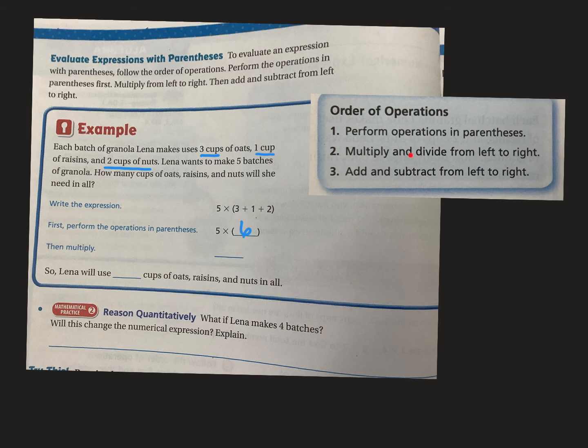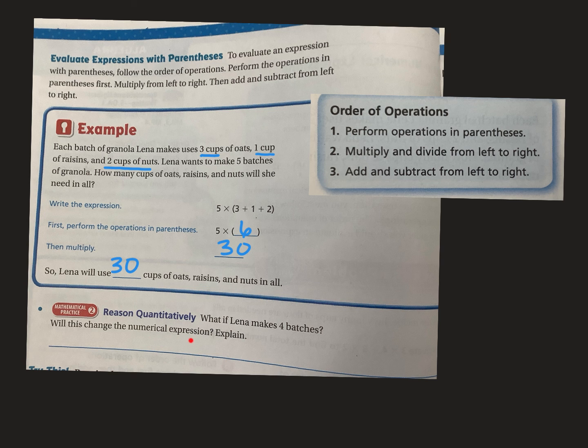So now I'm allowed to go to my next step, multiplication or division, whichever shows up first as I go from left to right, and it was multiplication. 5 times 6 is 30. So she will use 30 cups of oats, raisins, and nuts in all for all 5 of those batches she wants to make. What if Lena makes 4 batches?